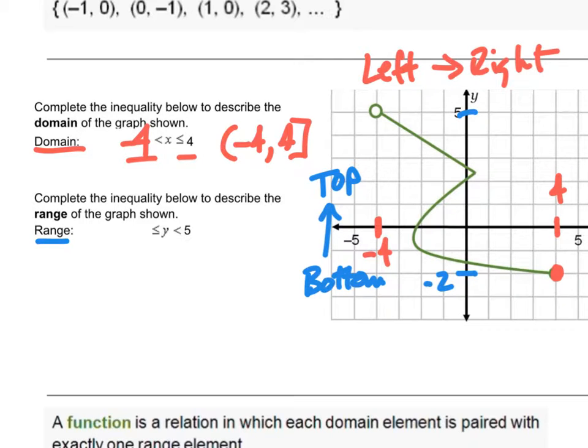Okay? Now notice that we have a hole here, so I don't include the 5. Y is strictly less than 5. We have values that are smaller than 5. But we do include the negative 2. All right? So I would say that negative 2 is less than or equal to y, which is less than 5. If I wanted to put this into interval notation, then I would include the negative 2 with a bracket, comma, 5, and put a parenthesis. And what this says is that my y values are in between negative 2 and 5. And that's your range. Okay?